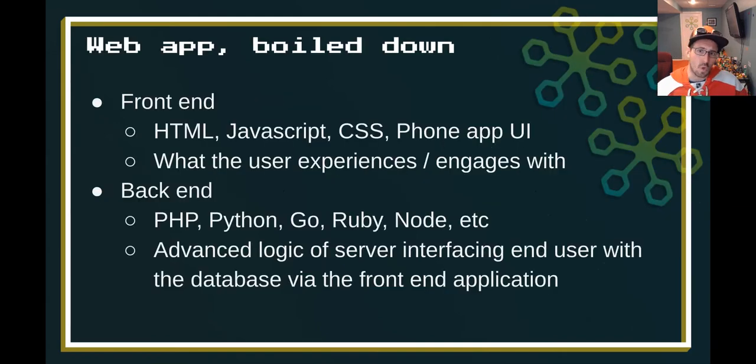So, web apps boiled down. We've got a front end of an application. This is commonly referred to as HTML, JavaScript, CSS, maybe the application's phone user interface or an app on your computer. It's what the user experiences and engages with, right? It's what they use, the front-facing, front of the house, front door, whatever analogy you want to use. Then there's the back end, or where it comes from.